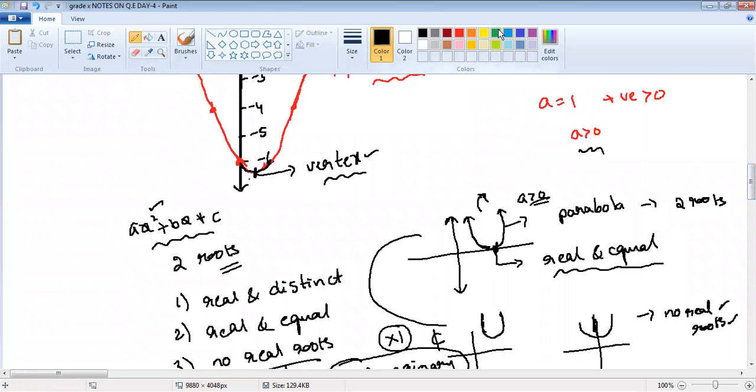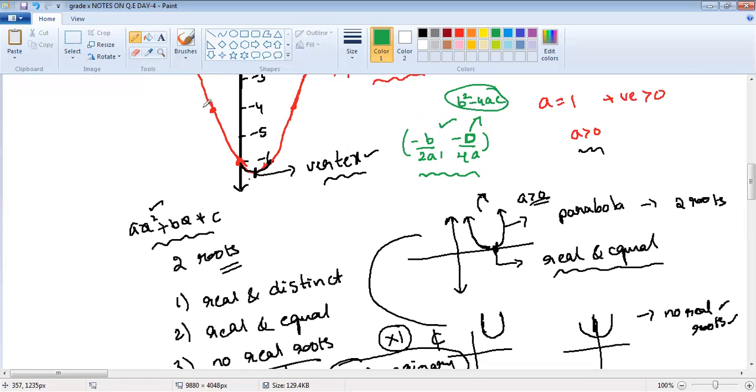The formula for vertex, please make a note. The formula is minus b by 2a, comma minus d by 4a. This formula is not in your textbook. This is like R.D. Sharma, any other reference books, it will be there. So to find the vertex, we need the formula minus b by 2a, minus d by 4a. What is d? D stands for discriminant, b square minus 4ac. So if you know this formula, then we can directly find out where that vertex is.